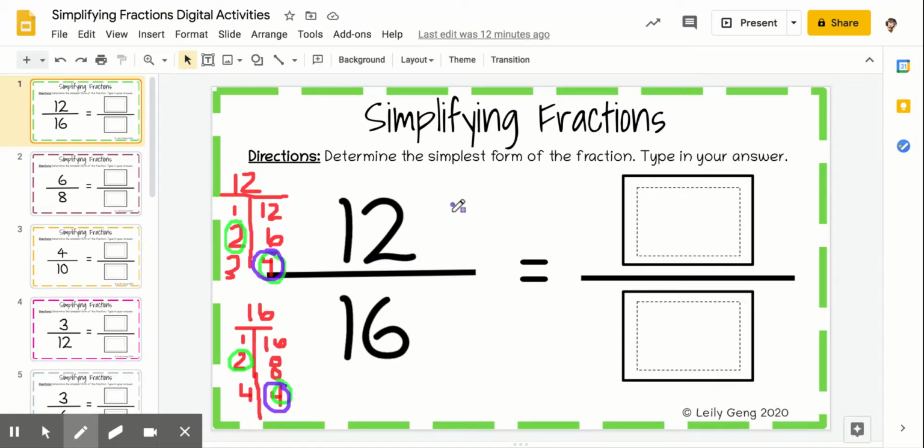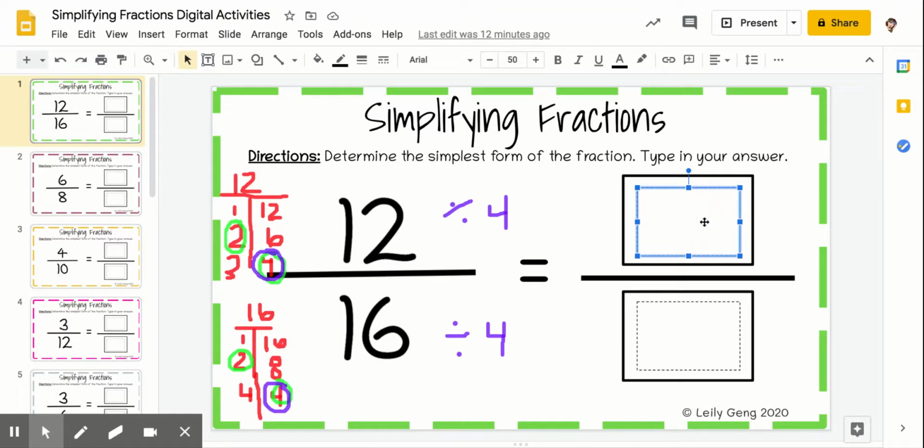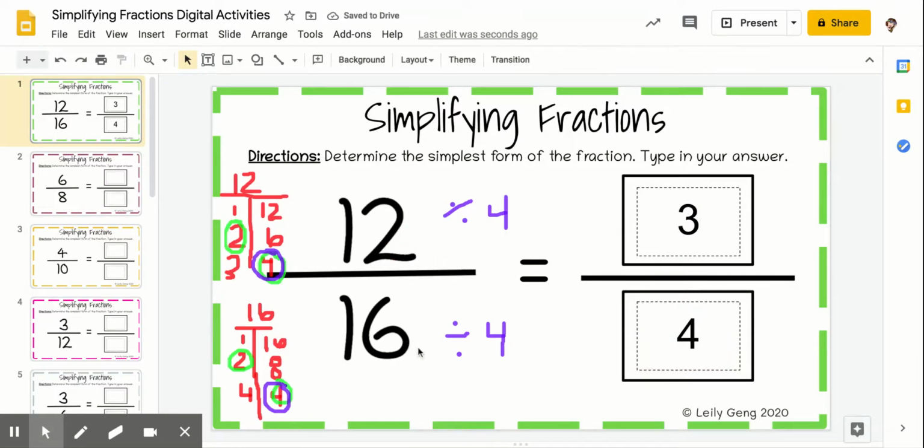So I'll do 12 divided by 4 to get my numerator, and I'll do 16 divided by 4 to get my denominator. And I will type that in these boxes. Well, 12 divided by 4 is 3, right? And 16 divided by 4 is 4. So that means that 12/16 simplifies to 3/4.